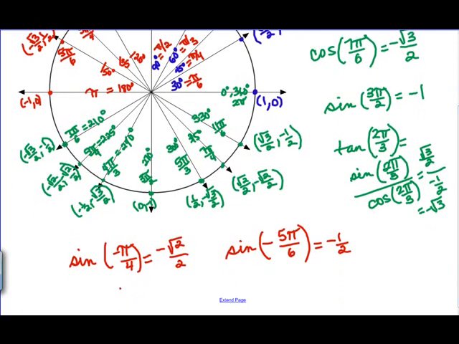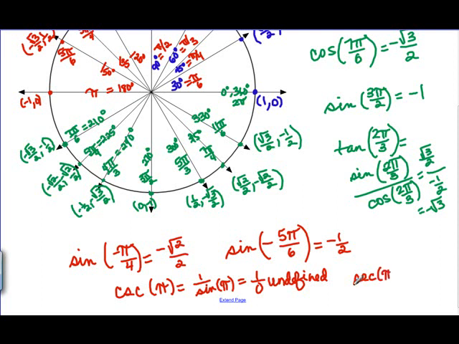What would the cosecant of pi equal? So that would mean to do 1 over the sine of pi, and the sine of pi is 0, so we'd have 1 over 0, which is undefined. So we cannot find the cosecant of pi. But what about the secant of pi? So that would be 1 over the cosine of pi, which would be 1 over -1. So that is -1. Okay?